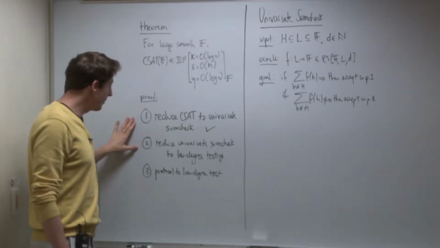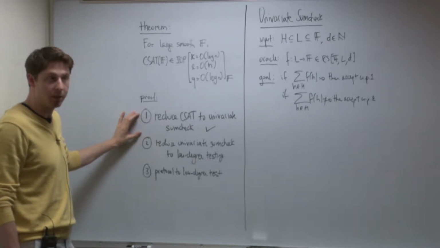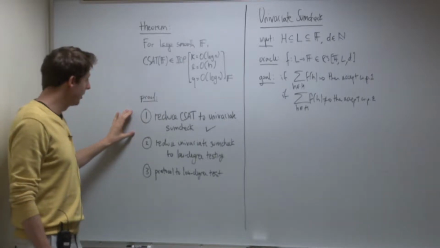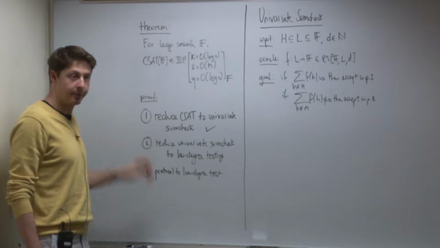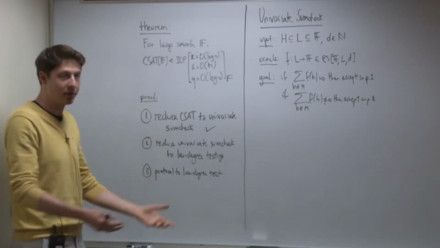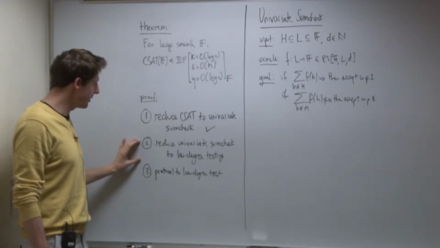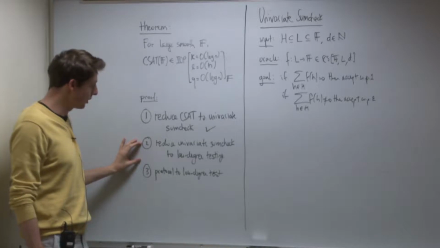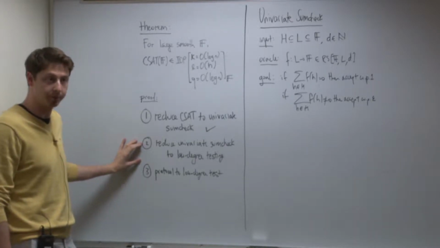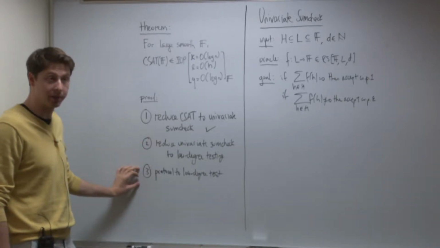So the proof is in 3 steps. Last time we have seen how to reduce CSAT to univariate sumcheck. We did it in 2 sub-steps. We first reduced CSAT to bilinear equations and then bilinear equations to univariate sumcheck. We checked bilinear equations with those 2 sub-protocols, so we kind of bundled everything up into univariate sumcheck. So today we're going to see how to reduce univariate sumcheck to logarithmic testing, basically proximity testing to the Reed-Solomon code. And then we're going to start talking about an actual protocol to do that.